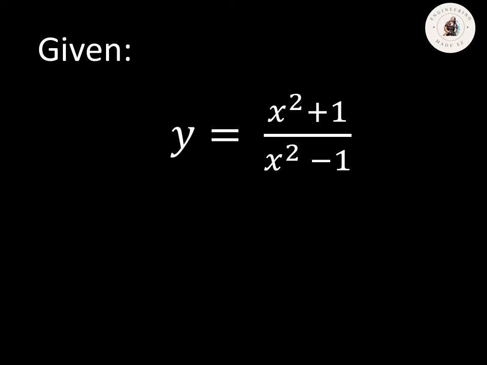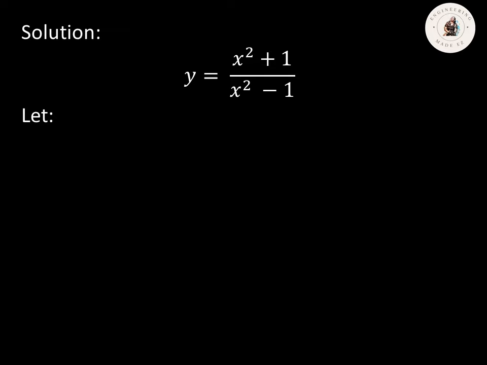Let's have an example to apply the formula that we have discussed a while ago. Here we're going to differentiate the given function, which is y is equal to x squared plus 1 over x squared minus 1. First, we're going to get the derivative of our u with respect to x.